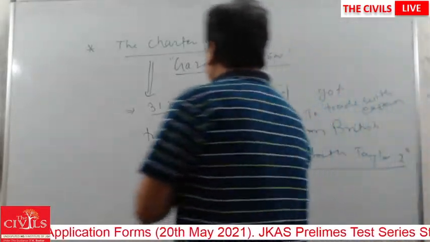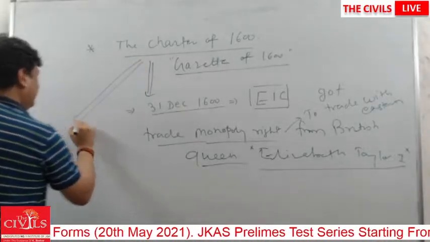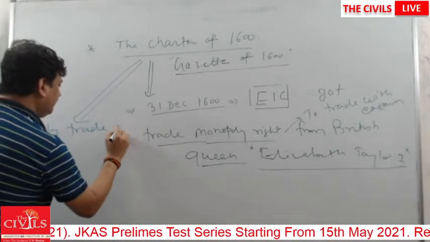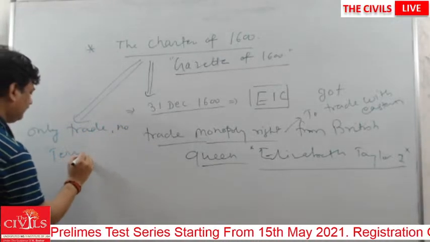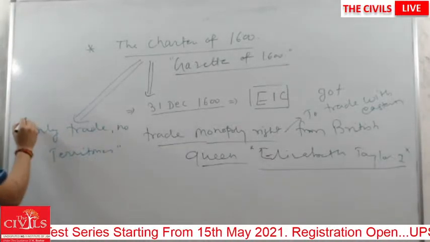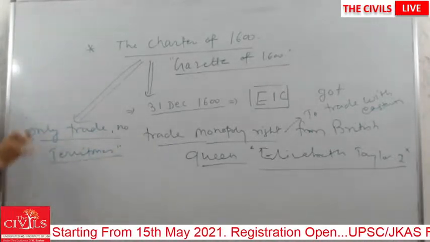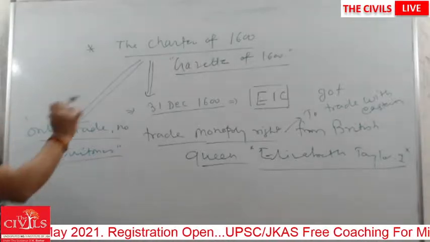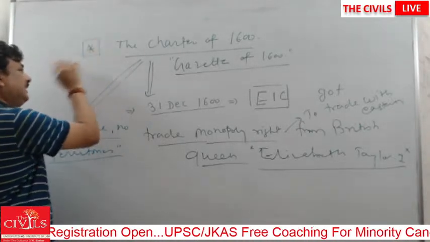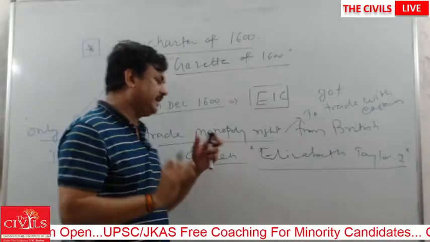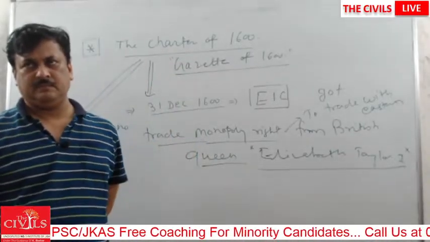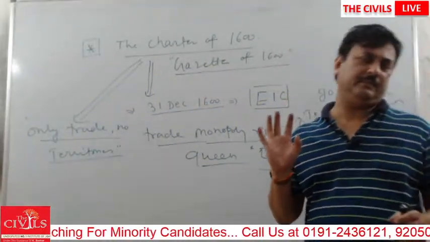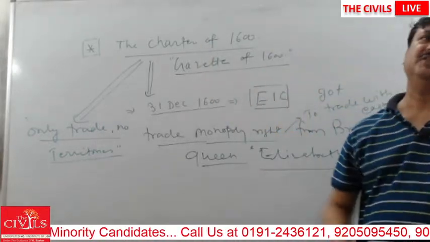And in this charter it was clearly mentioned: only trade, no territories. But remember one thing, this charter was not passed by the British Parliament. It was issued by the Crown, the Queen, because we all know in Britain there is a constitutional monarchy. We are a republic, but Britain is a constitutional monarchy.